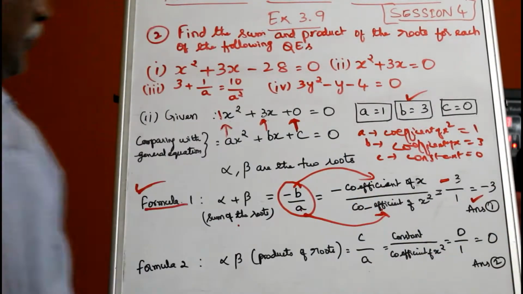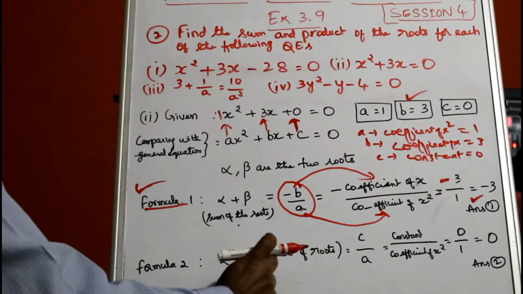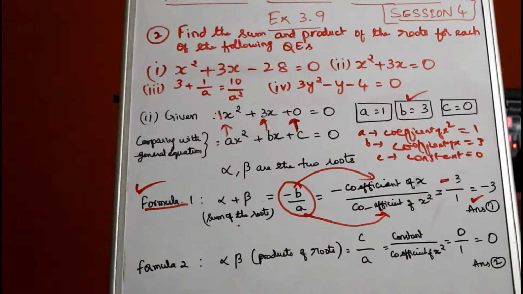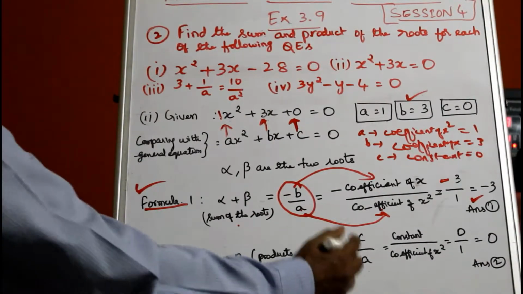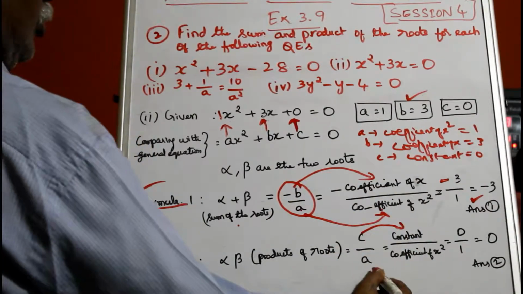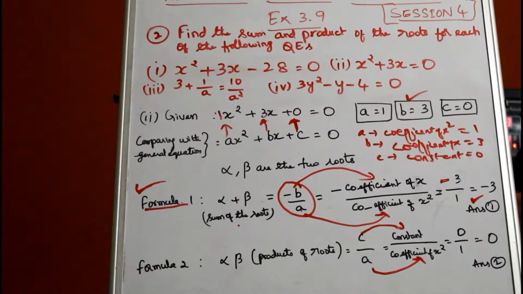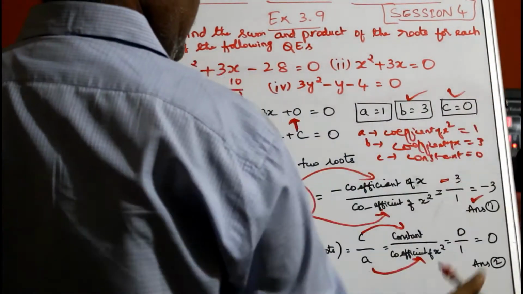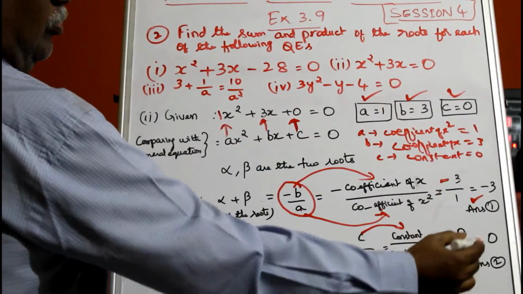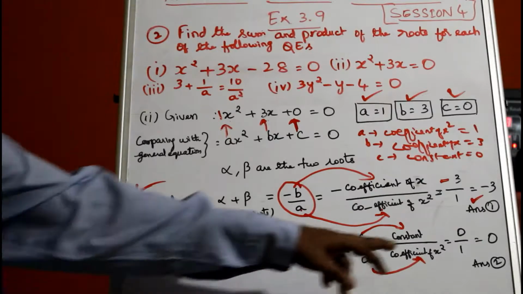This is answer 1. Next is formula 2. They want the product. Product of the roots is alpha beta, which is c by a. c is the constant and a is the coefficient of x square. The constant is 0, c is 0 and a is 1. 0 by 1 is 0. So we get the answer 0.